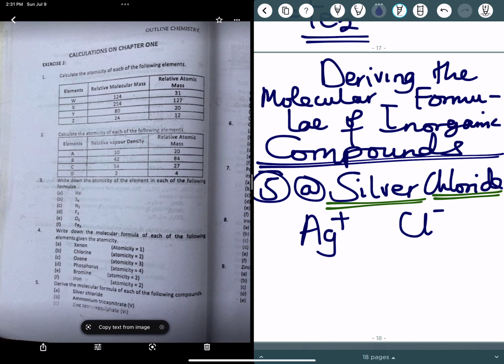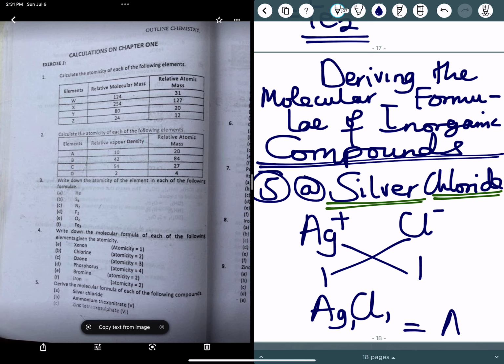So here I've written down the charge of silver. From this charge, I'll get the valency of silver as 1. Also, here, the valency of the chloride ion is also 1. Its charge is -1, but its valency is 1. Here, the charge of silver is +1. Its valency is what? 1. So what we do next is cross multiply. This will give me Ag1Cl1. So the molecular formula of silver chloride is AgCl.